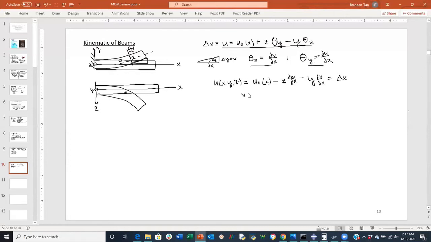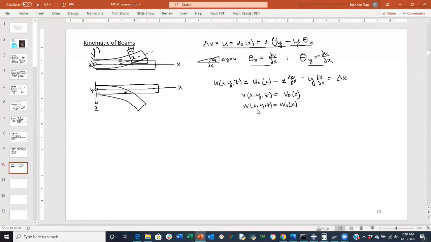For the displacements of the beam in the y and z direction, or transverse directions, we just assume the following: that it is simply the midplane displacement v in the y direction as a function of x, and w is the midplane displacement as a function of x. Okay, so there we have that.